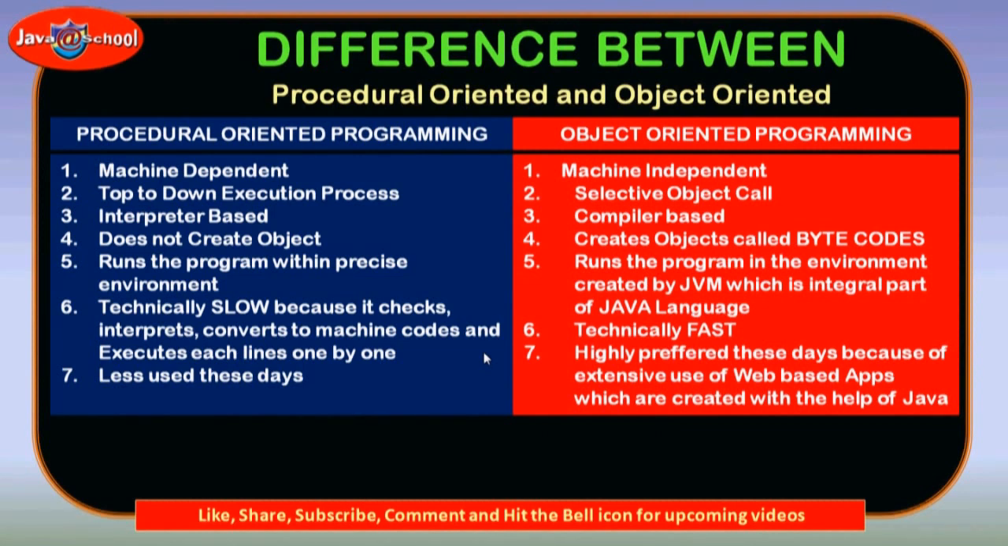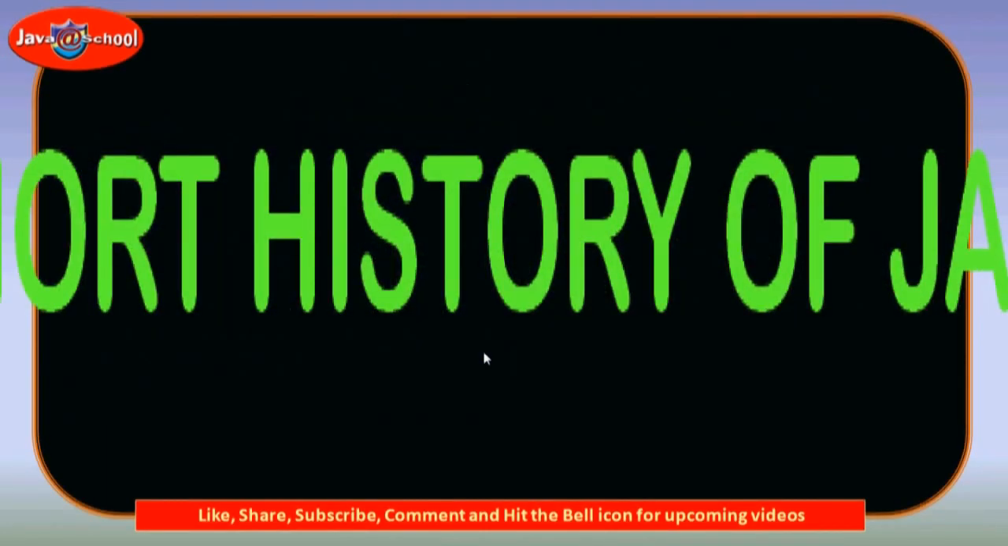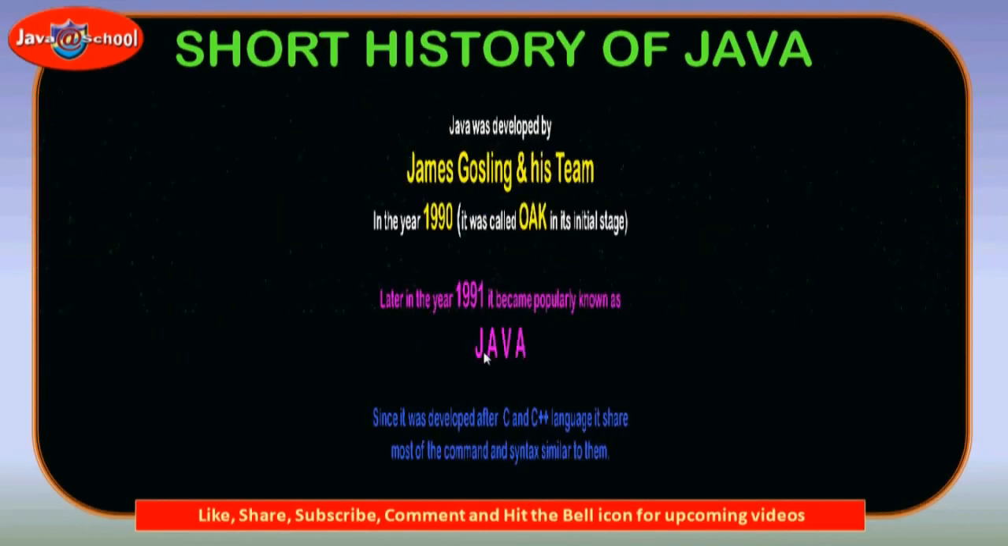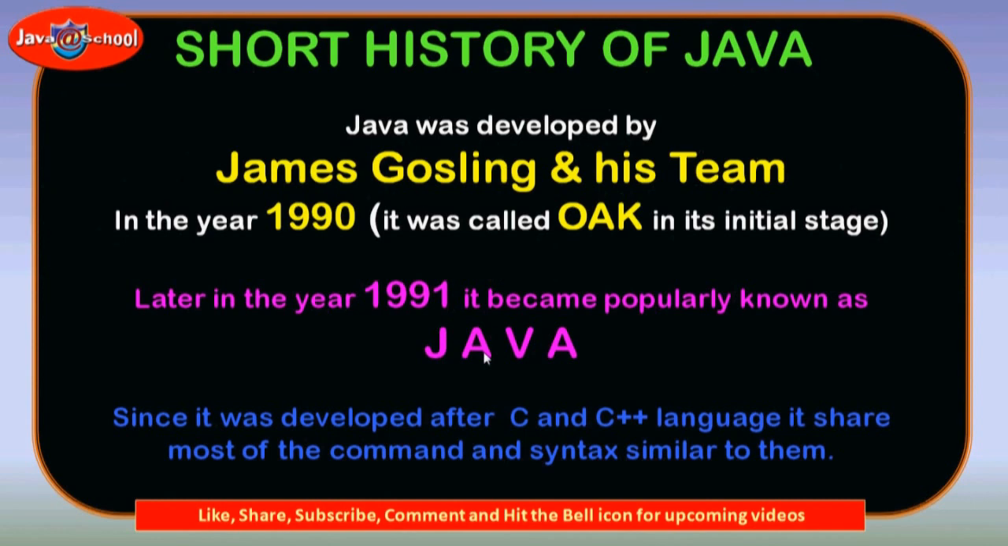Since we already started talking about Java, now we should know a little bit about Java. First, Java was developed by James Gosling, not alone, with the help of his team members, in the 1990s. When it was developed, it took some ideas from C and C++ because it shares a similar command syntax and structure.